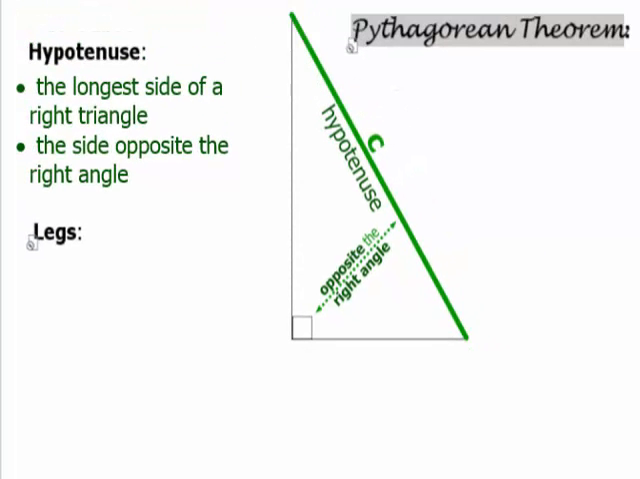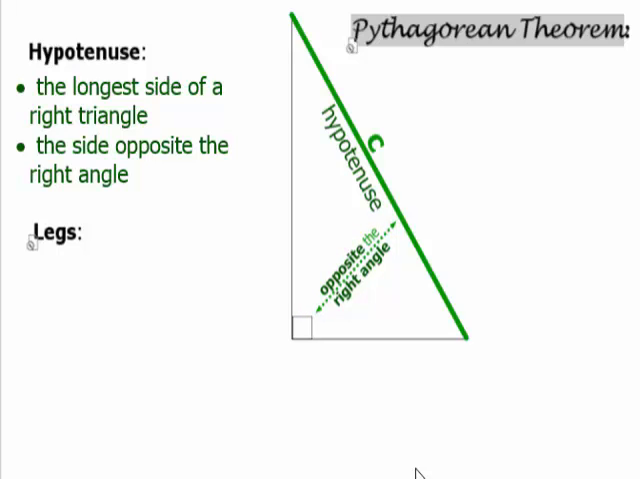Our next vocabulary word is hypotenuse, and a hypotenuse is a particular side in a right triangle. A right triangle is indicated with this little square. That's our 90-degree angle. The hypotenuse is the side that's opposite the right angle. It's also always the longest side in a right triangle. So hypotenuse is specific to right triangles.